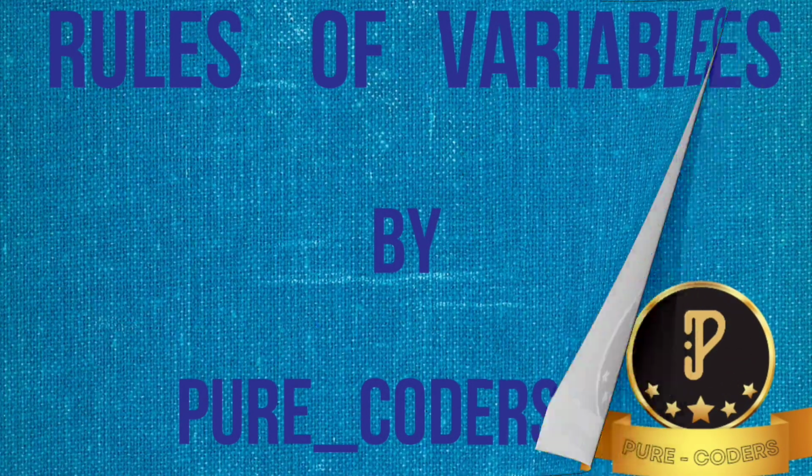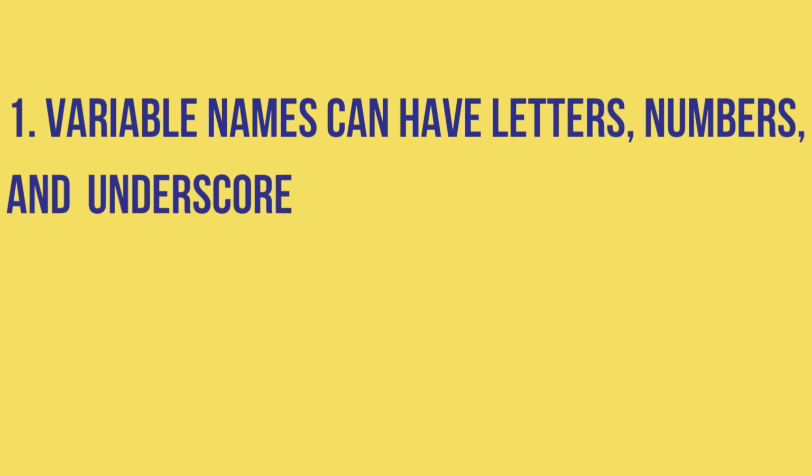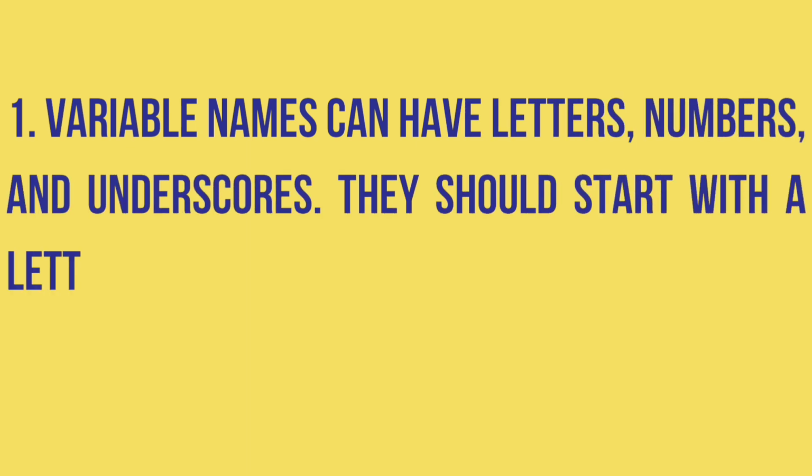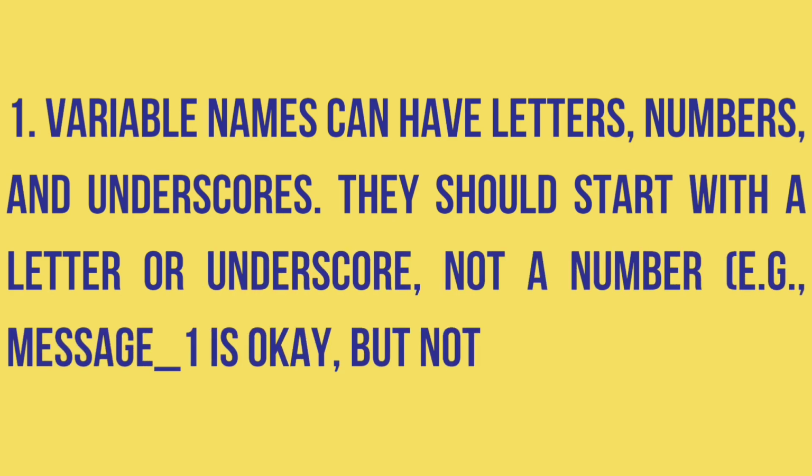Rules of variables. Number 1. Variable names can have letters, numbers, and underscores. They should start with a letter or underscore, not a number, e.g., message_1 is okay, but not 1_message.